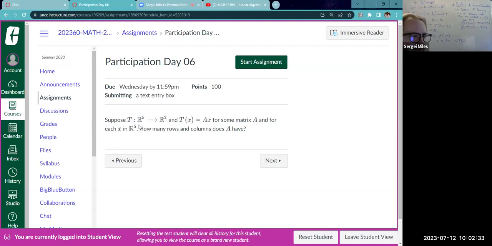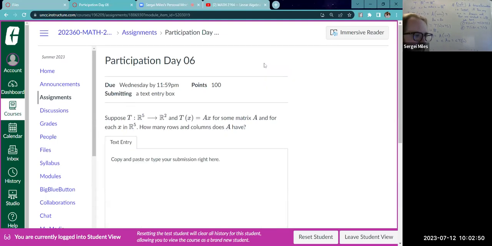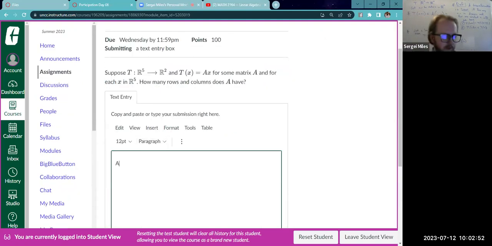Again, this R5 is the domain of the transformation, and so x must be in R5. x is a 5 by 1. That's how we know A has to have 5 columns. So how many rows and columns does A have? Great, we've already answered that. A is a 2 by 5, so A has 2 rows.